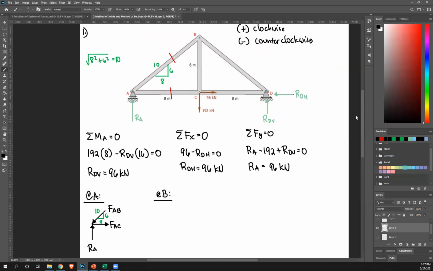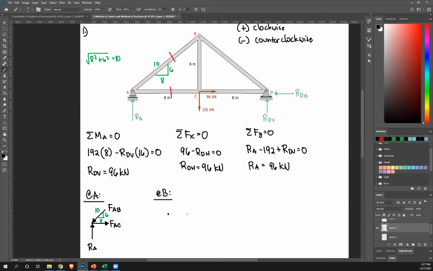Alright, so let's isolate B. This is point B. You have to transfer forces. For example, here, FAB is compression. So if you draw FAB here as well, it should also be in compression. So towards the point, that's your FAB.